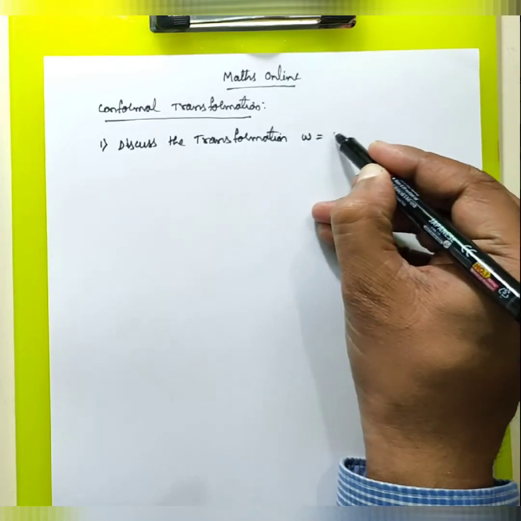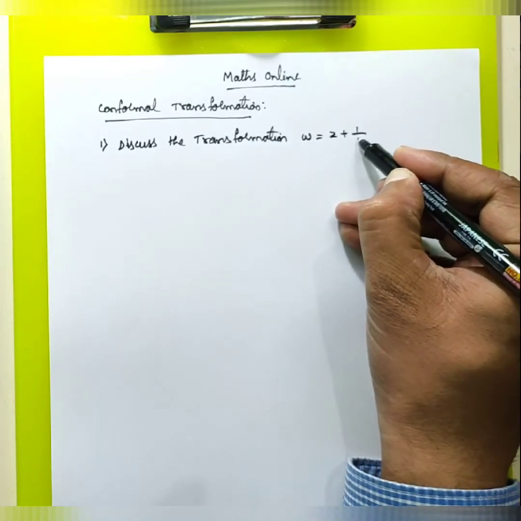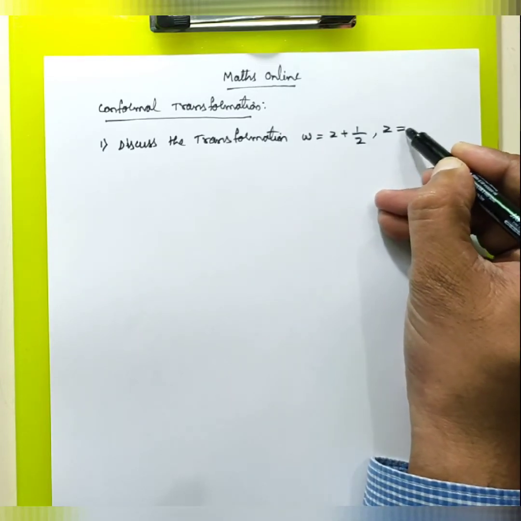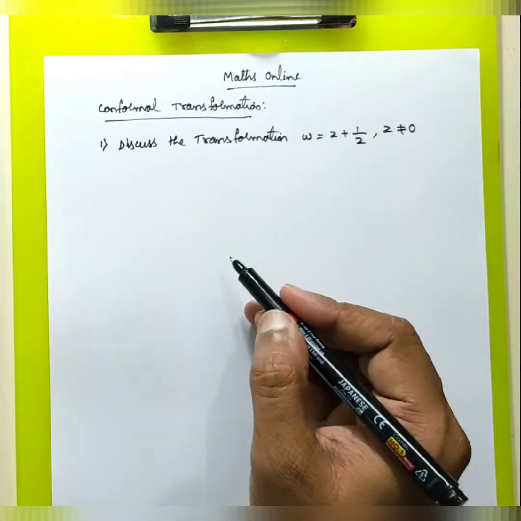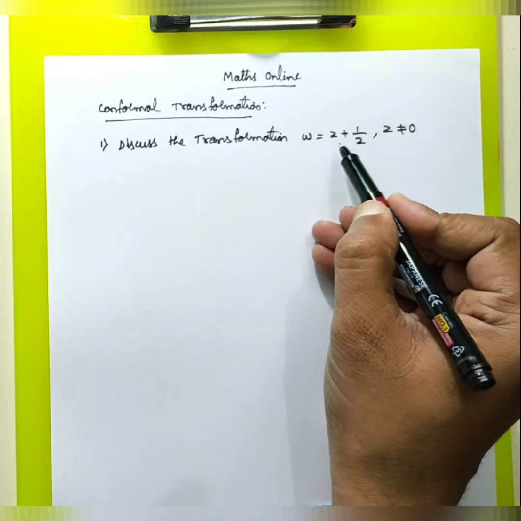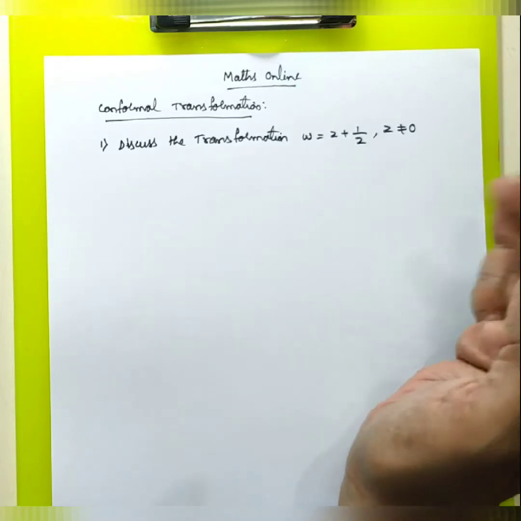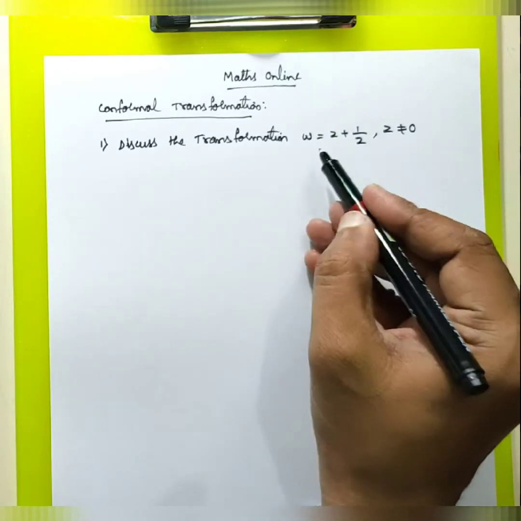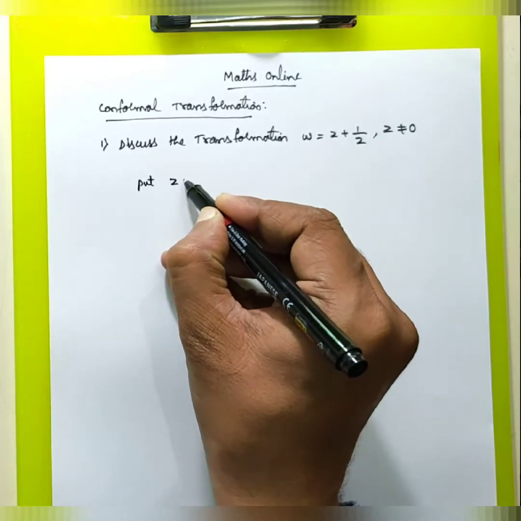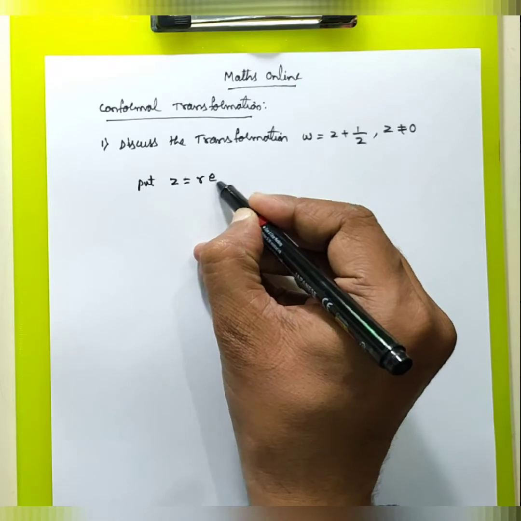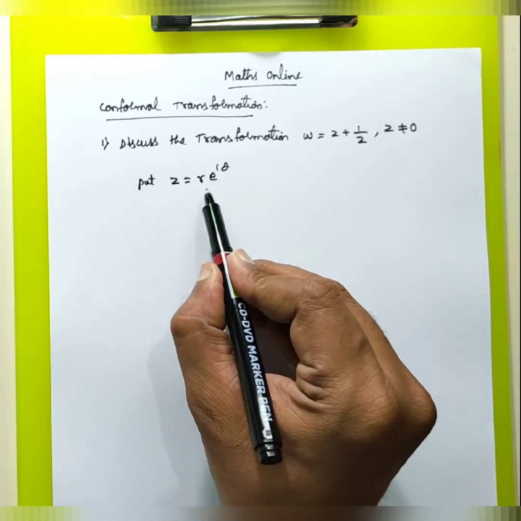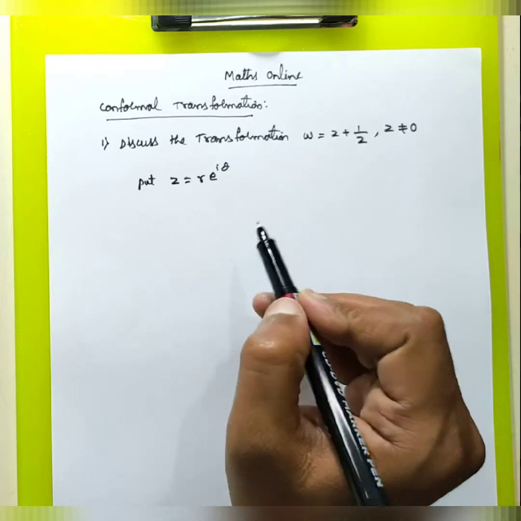w equals z plus 1 by z, where z is not equal to 0. So let us try to discuss this one. Now we will see how the z plane maps into the w plane. Suppose we put z equals r e power i theta.